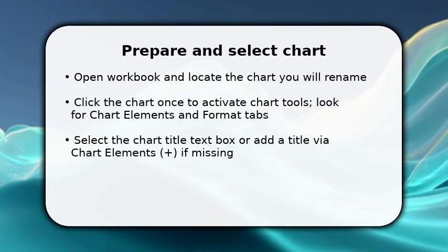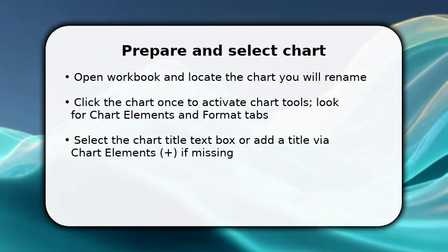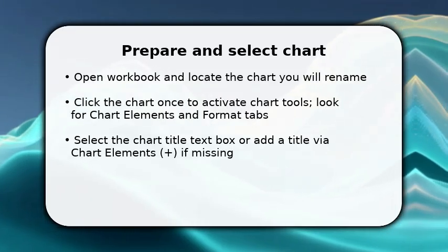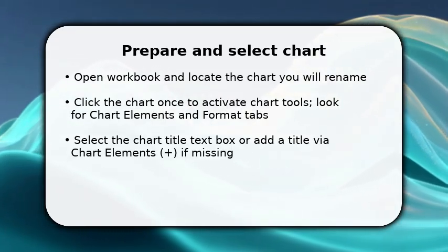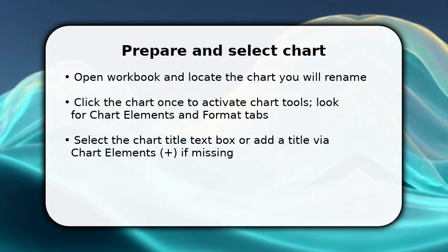You start by opening the workbook and selecting the chart itself. This ensures chart-specific options appear. Once the chart is active, click the existing title text box to edit directly, or add a title using the Chart Elements button if no title exists.